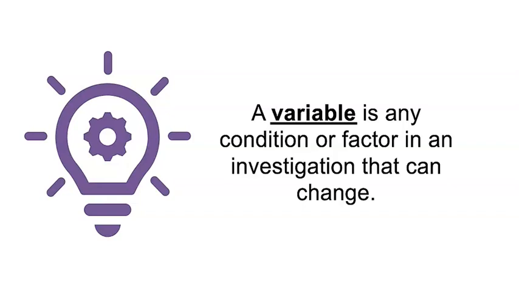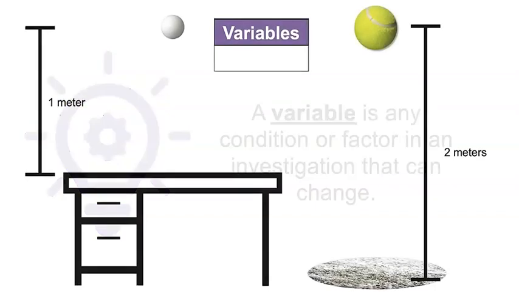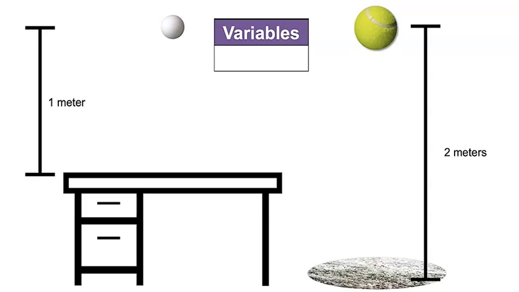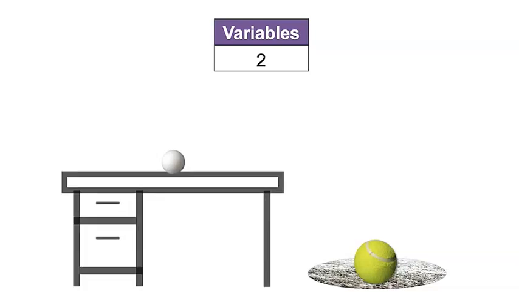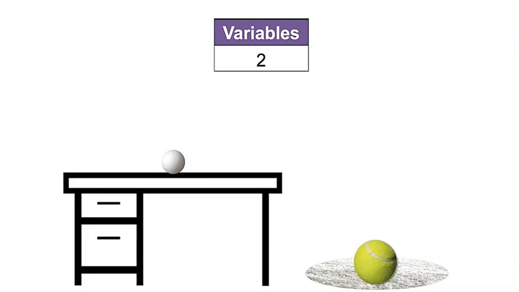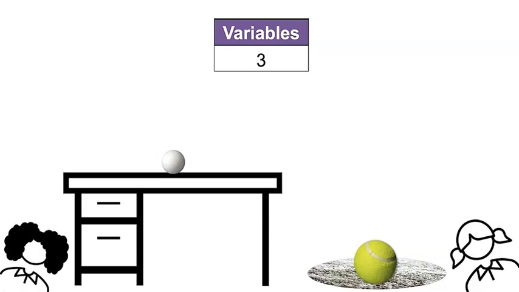Let's count all the variables in our investigation. We had 2 different types of balls, so that's one variable right there. We dropped the table tennis ball from a height of 1 meter, but we dropped the tennis ball from a height of 2 meters. That's a second variable. Furthermore, we dropped the table tennis ball onto a desk, but we dropped the tennis ball onto a soft rug on the floor, which is variable number 3. And finally, we allowed 2 different people to drop the ball. That's 4 variables. This was not a fair test. There were too many variables.